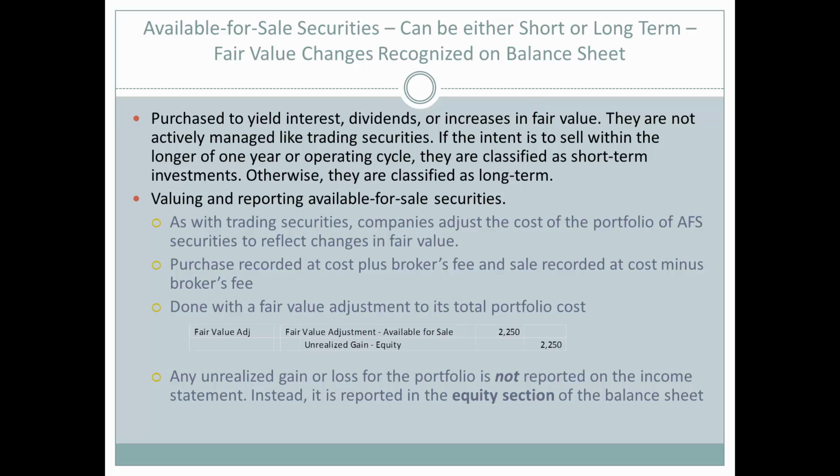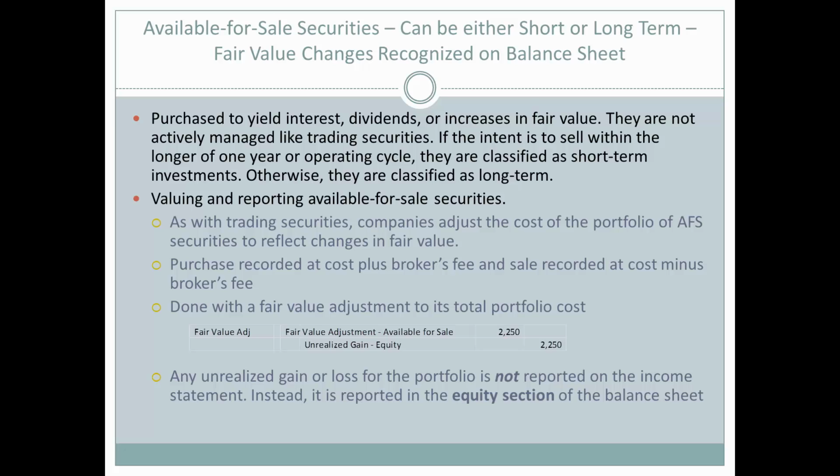Now let's look at valuing and reporting the available for sale securities. As with trading securities, companies adjust the cost of the portfolio of the available for sale securities to reflect changes in fair value. The purchase is recorded at cost plus a broker's fee, just like the trading securities, and a sale will be recorded at cost minus the broker's fee. It's done with the fair value adjustment to its total portfolio cost.